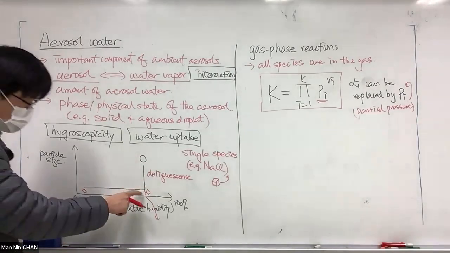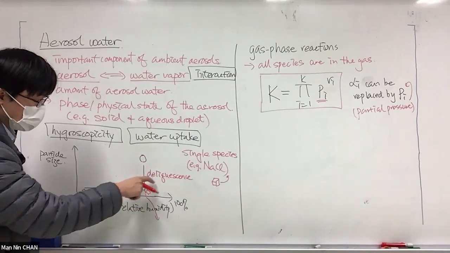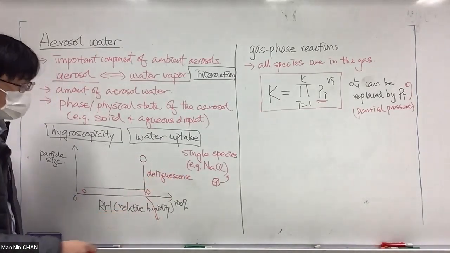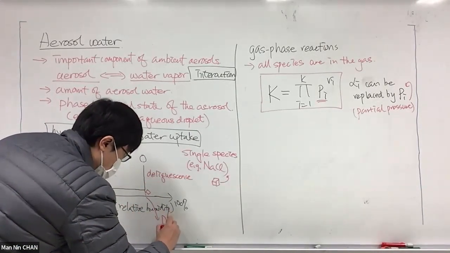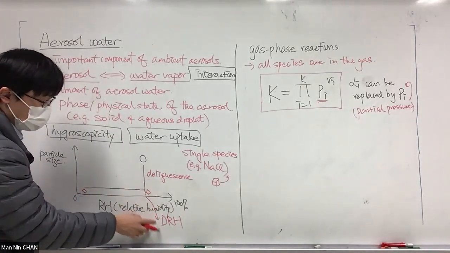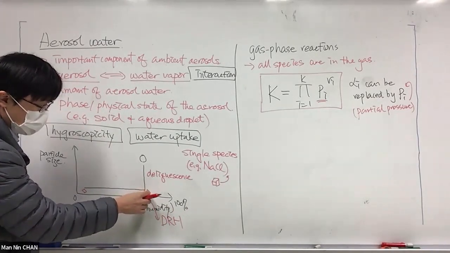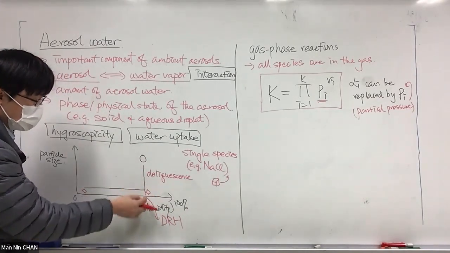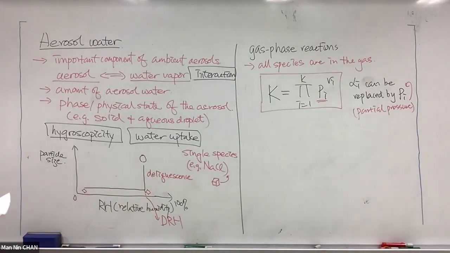And the RH at which this process happens, that means deliquescence happens, is called the deliquescence RH, so you also call this the DRH. D means deliquescence. This is the RH at which the aerosol all of a sudden absorbs water and becomes a saturated aqueous droplet.